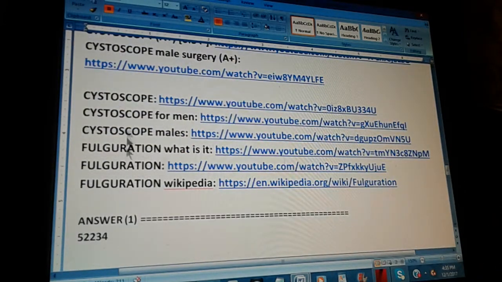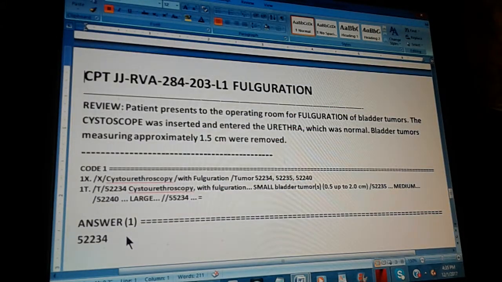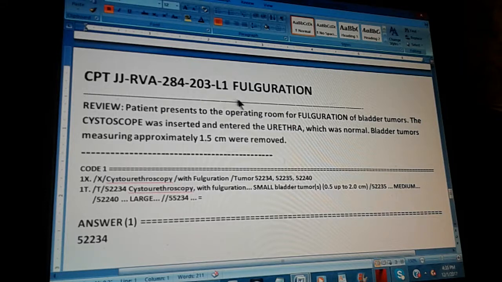So you have the tips, you have the links, and you have the answers, so you have everything. Now we're going to count to 3 so you can pause the video and give us the path, how we got to the answer. So 1, 2, 3. Okay, this is the summary of the whole problem. This is CPT JJ-RVA-284-203 level 1. Level 1 means that it is a regular problem. It's not too easy, but it's not too hard either. And the keyword is fulguration, right?